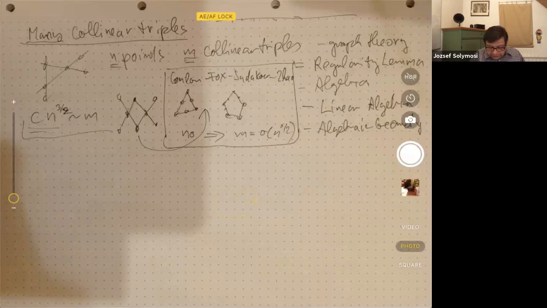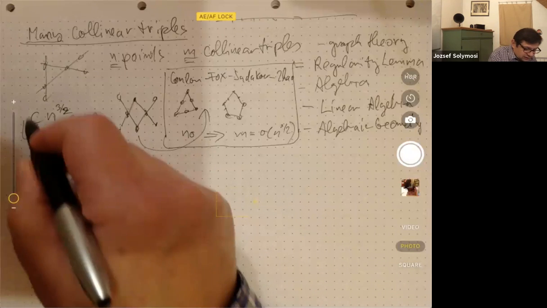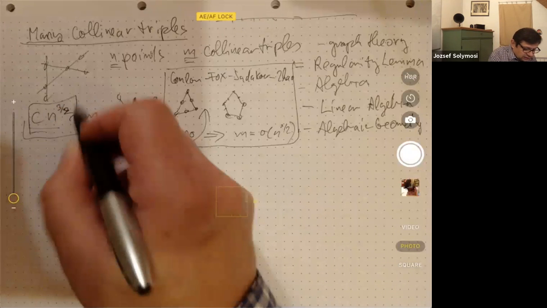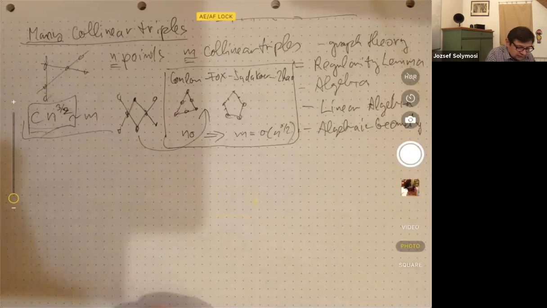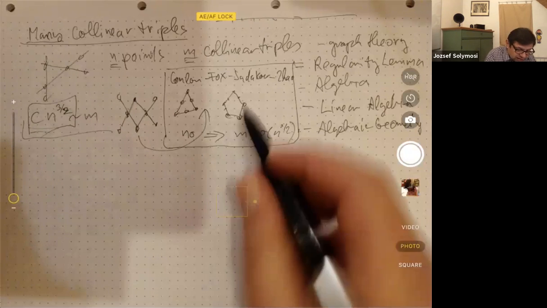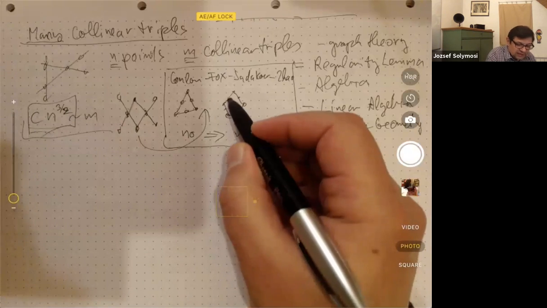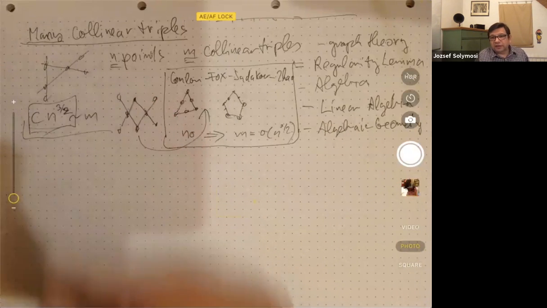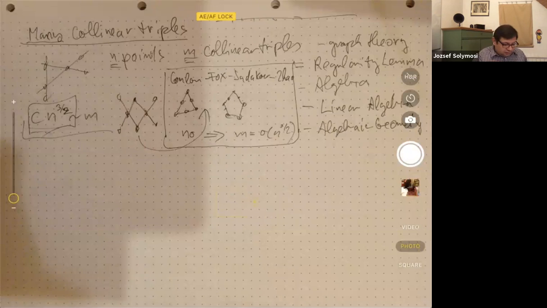Good, so let's go a little further, when you have, okay, still c n to the 3/2 with the right constant. That's a classical result for three-uniform hypergraphs. You can think of the triples as edges in a hypergraph. Three-uniform means that every edge has three vertices. Those hyperedges have three vertices.